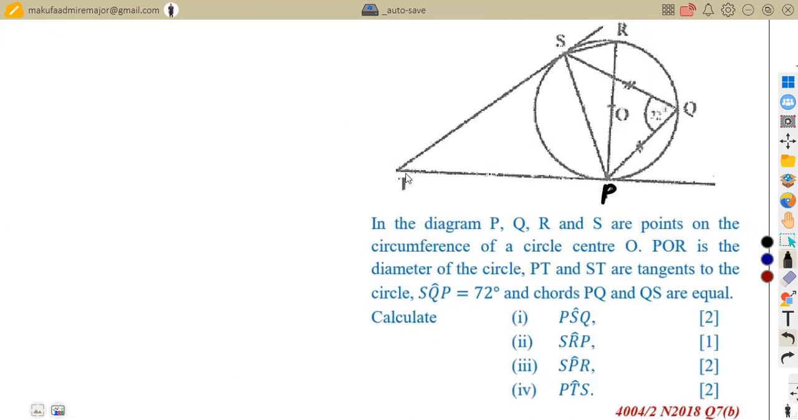PT, this is our P, this is our T, and we have our S, our R here, in this case our Q, and center O. And these two chords are equal. And this angle SQP is 72. This angle inside here is 72 degrees. All right, so that is what we're given in this case.